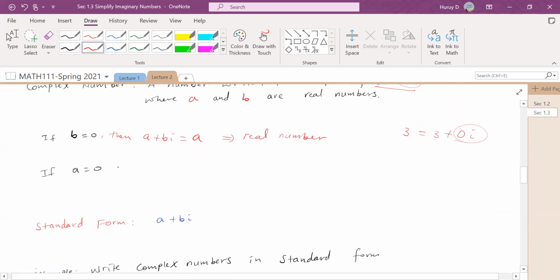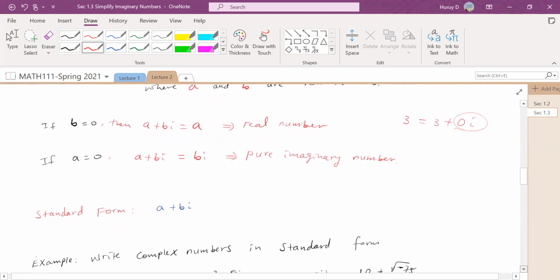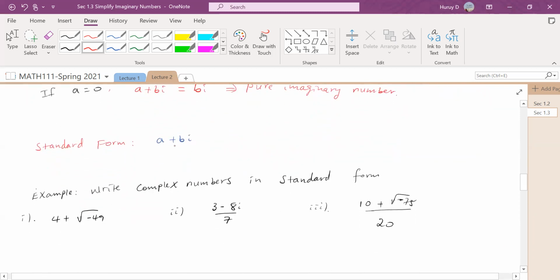And how about if a is 0? If a is 0, we have a plus bi, where this is 0. So it will be bi. And this is a pure imaginary number. Okay, there is no real number part in it. And the standard form of a complex number is this. So when you are asked to write a complex number in its standard form, this is what we call the standard form.